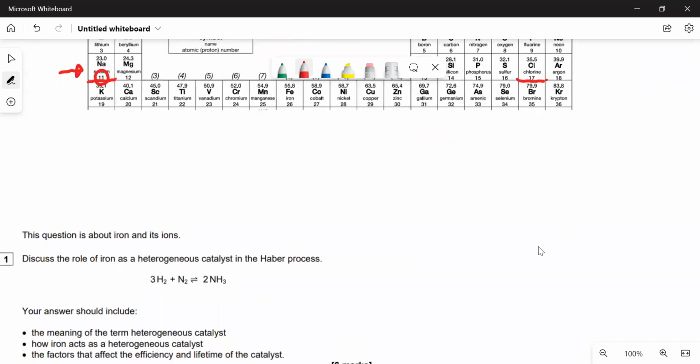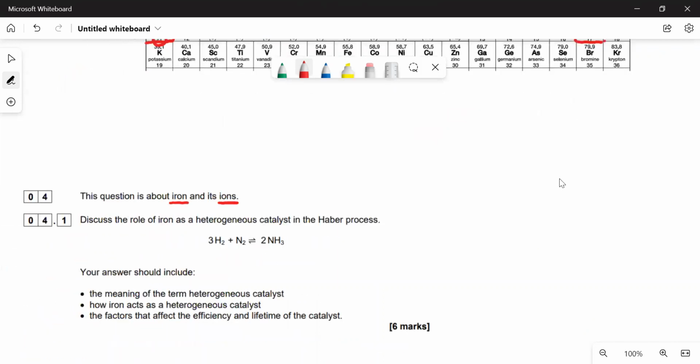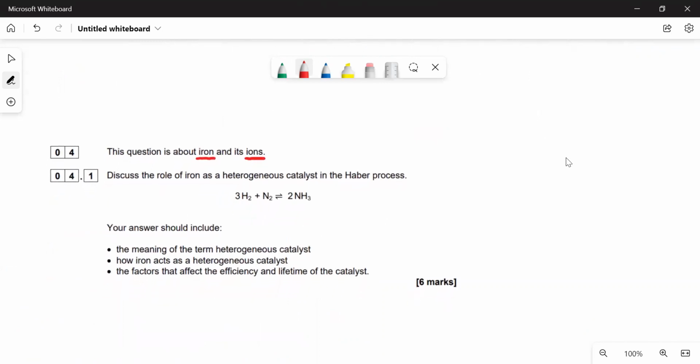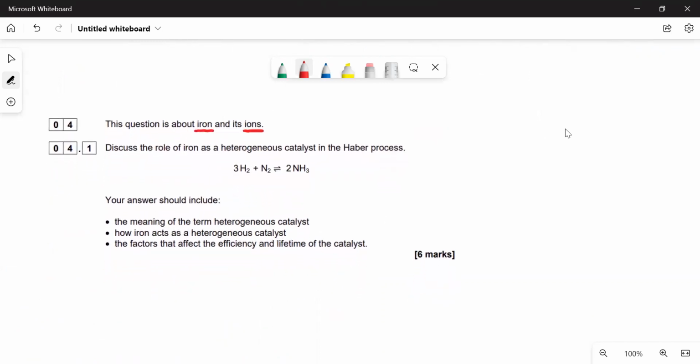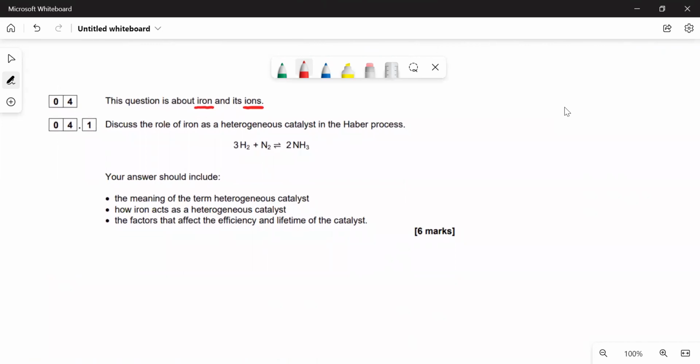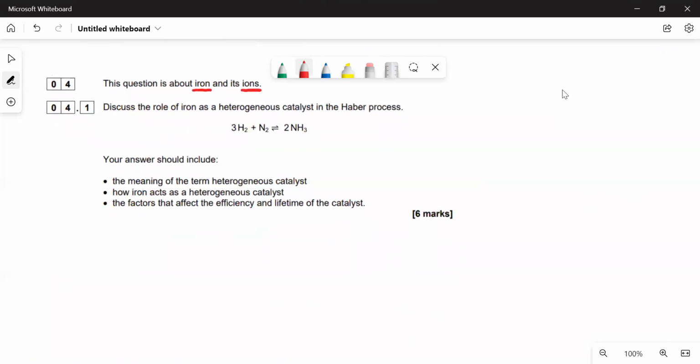Okay, this is about iron and its ions. The first bit is a 6 marker: discuss the role of a heterogeneous catalyst in the Haber process, which is iron. So this is a pretty straightforward recall question, really. Nothing too difficult about that.